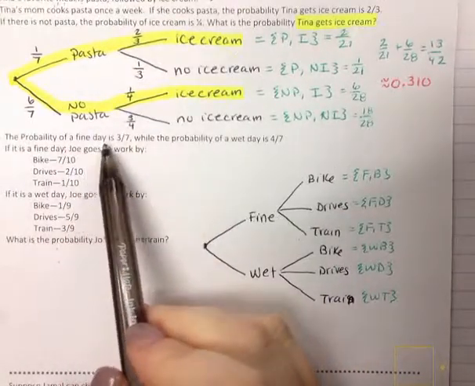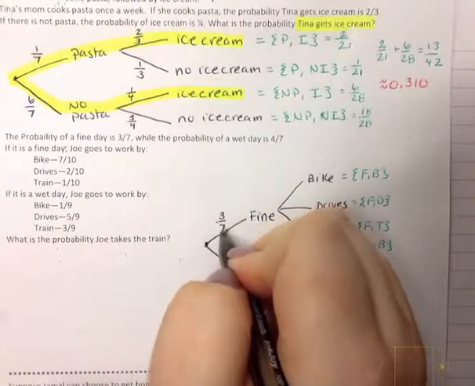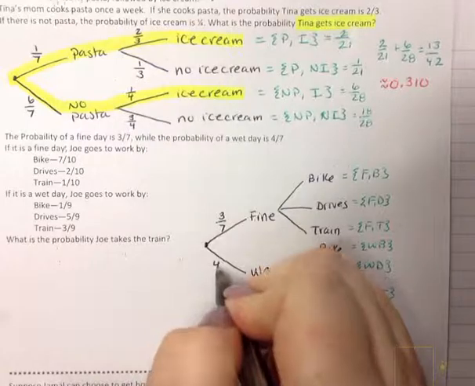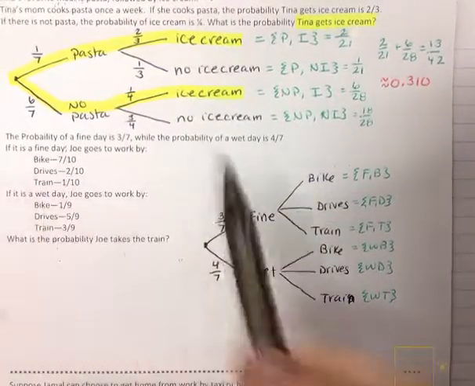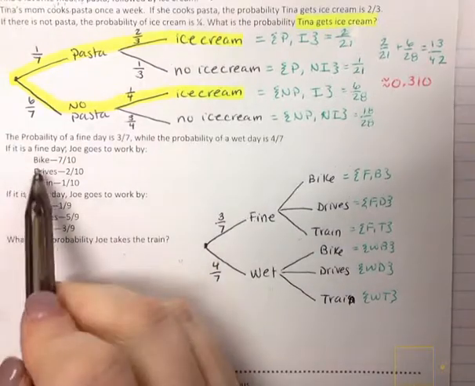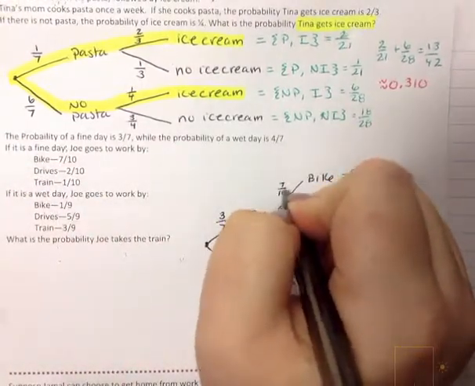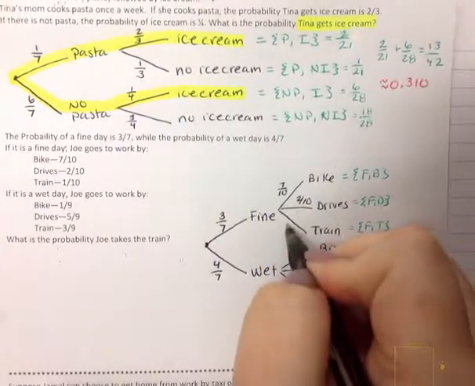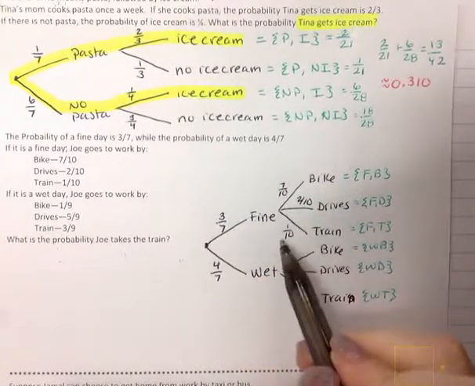So the probability of a fine day would be 3 out of 7. And then wet day would be 4 out of 7, which makes sense, because 3 plus 4 is 7. So then if it is a fine day, which we're going to focus on here, he gets to work by bike 7 out of 10, so we'll put 7 out of 10 here. Drives would be 2 out of 10, and then train would be 1 out of 10. So 7 plus 2 plus 1 is 10, so that one works.